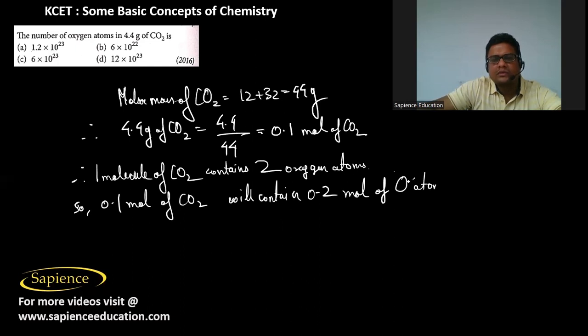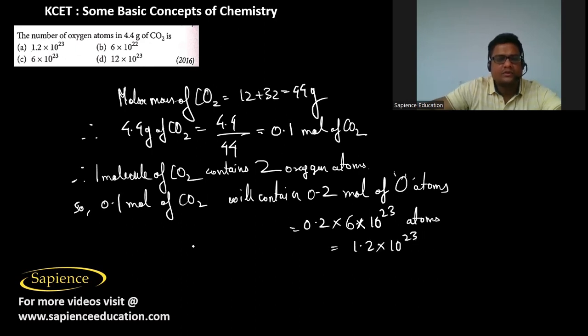0.2 mole of oxygen atoms means 0.2 into Avogadro number, that is 6.02 into 10 power 23 atoms of oxygen. So that is 1.2 into 10 power 23 atoms. So option A is the correct answer.